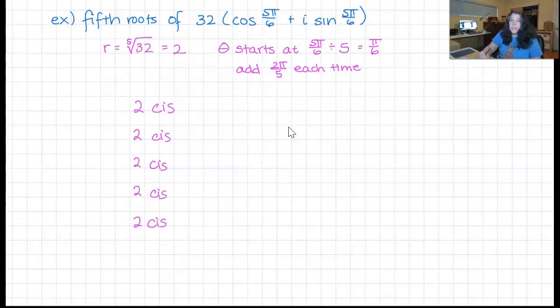And now it's just all about the angles. So I'm going to start at pi over 6, and then I'm going to add 2 pi over 5 each time. Now I should go ahead and get common denominators here, make my life a little easier. So I need to use 30 for a common denominator. I'm going to change this pi over 6 to 5 pi over 30. And then I'm going to add 2 pi over 5. And remember, 2 pi over 5 is 12 pi over 30. So I'm going to add 12 pi over 30 each time.